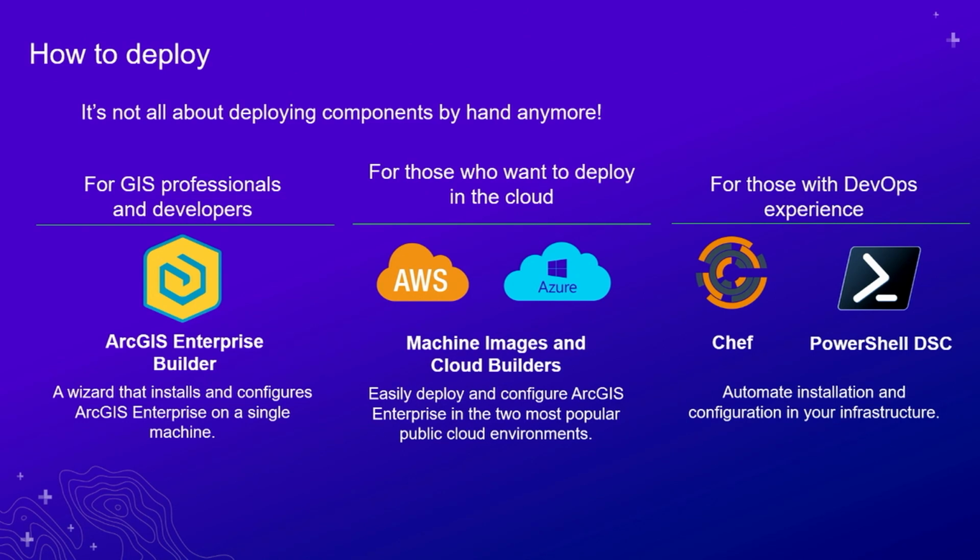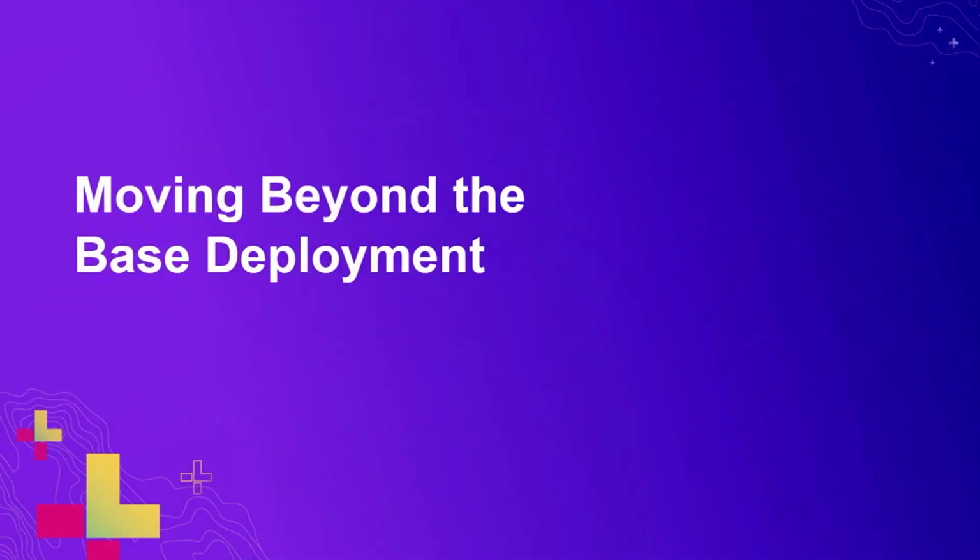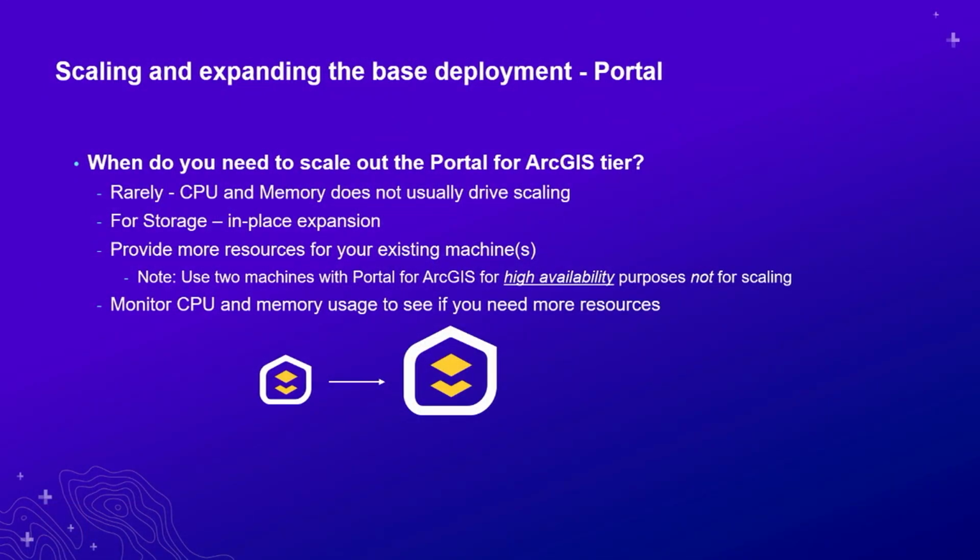All right, that was a lot of talking about the base deployment, getting started with ArcGIS Enterprise, the concept of choosing between the all-in-one or the multi-machine setup. Now I want to talk a bit about moving beyond that base deployment, both in terms of scaling out, how to do that for the different components, as well as scaling out in terms of functionality, adding new and additional functionality that's not part of the base deployment itself.